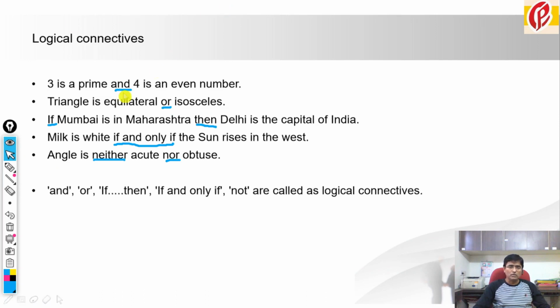So this word and, here is and, then or, then if, then if and only if, and not. These are called the logical connectives. These are all, means and, or, if, then, if and only if, neither nor, or not. These are called the logical connectives. Remember this.